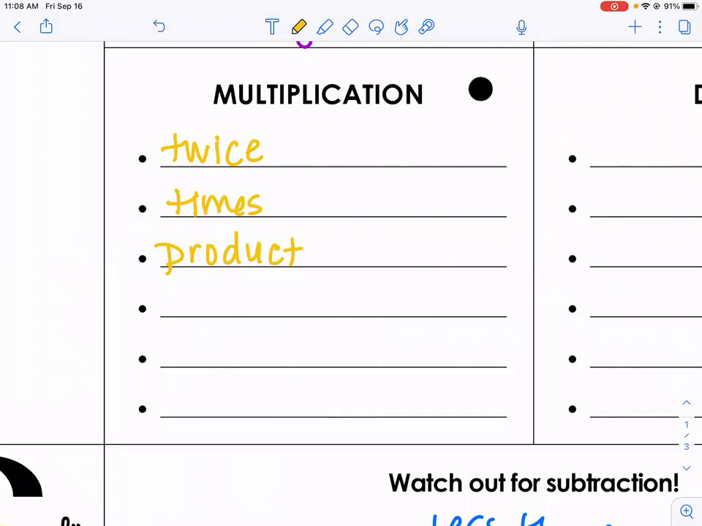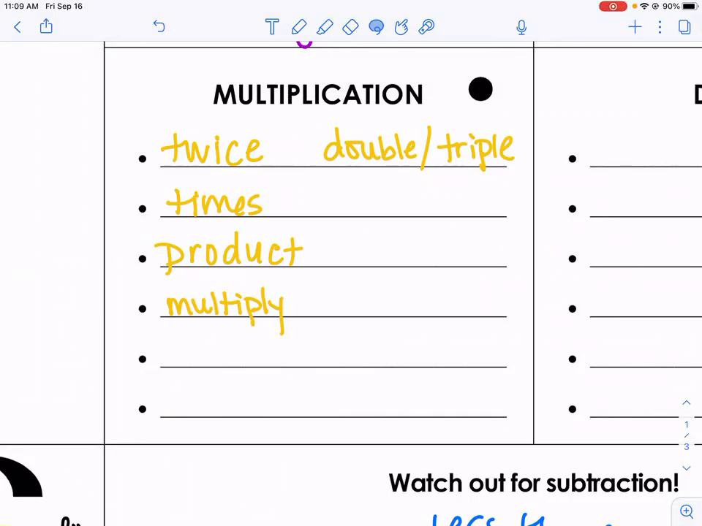Bronson: multiply would be a good one. Along the same lines as times, sometimes they could say double, sometimes they could say triple. I meant to put that with twice. I feel like all of those mean the same thing, where we're multiplying a number by a specific number: twice or double, we're multiplying by 2; triple, we're multiplying by 3.